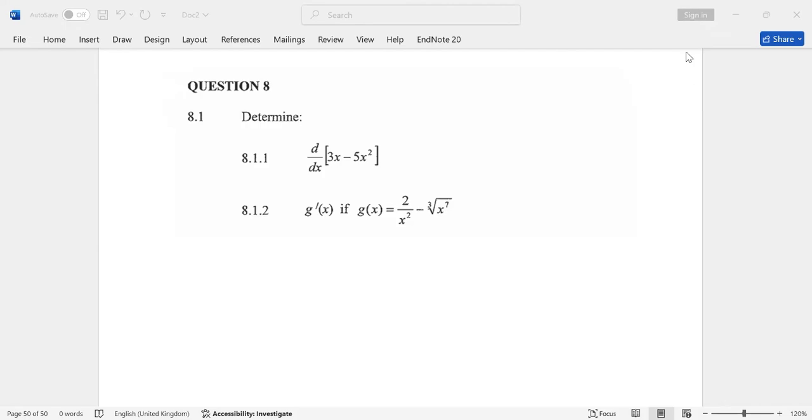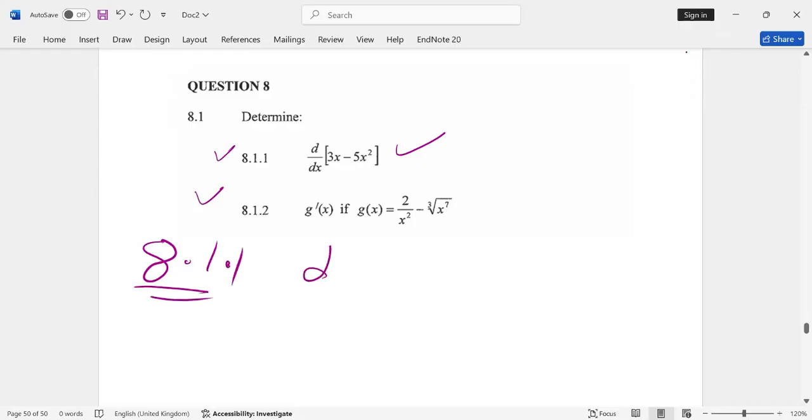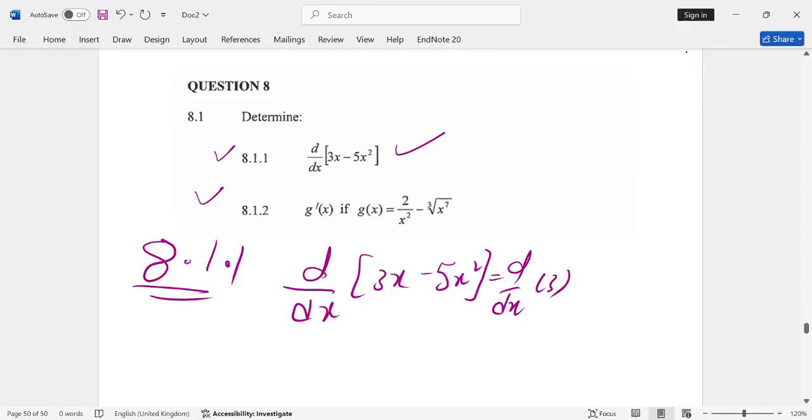Now we have question number 8, in which we have to determine the derivatives of the functions. The first question is 8.1, which has two parts, 8.1.1 and 8.1.2. Firstly we solve 8.1.1: the derivative with respect to x of 3x minus 5x squared. We have to find the derivative of these terms.